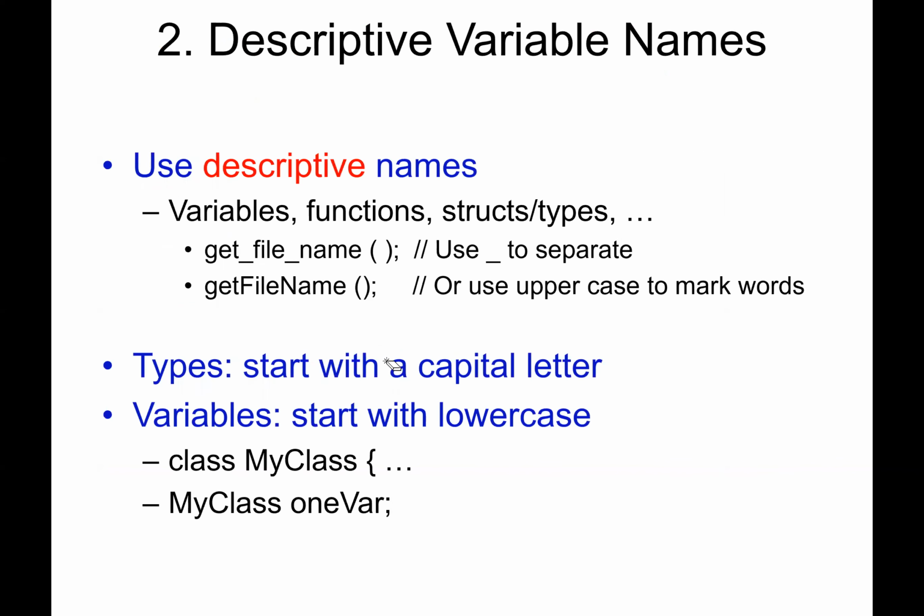Okay, so use descriptive variable names. You can use underscores to separate things. You can use what's called camel case, where you capitalize every word after the first one. Other naming conventions, when you declare a type, so a class, a struct, start it with a capital letter. Okay, that's a convention that helps people see what's a variable, what's a type. And then variables start with lowercase. So if I declare a class, it starts with an uppercase. If I declare a variable, it starts with lowercase. Much easier to read.